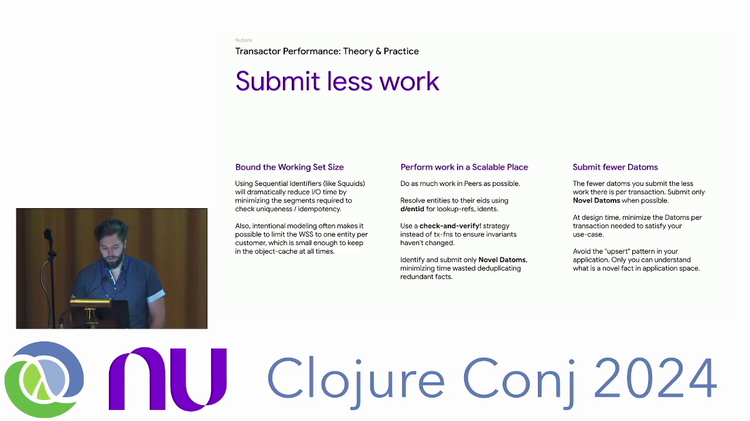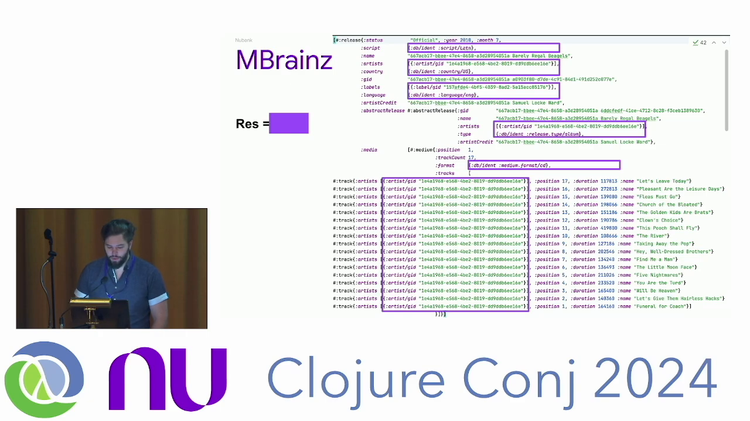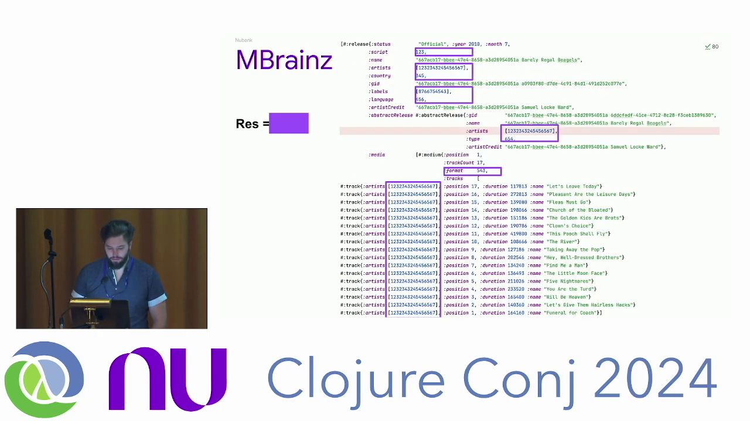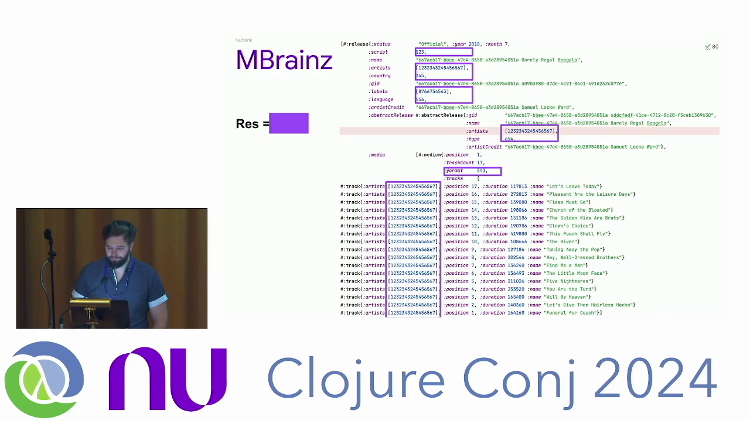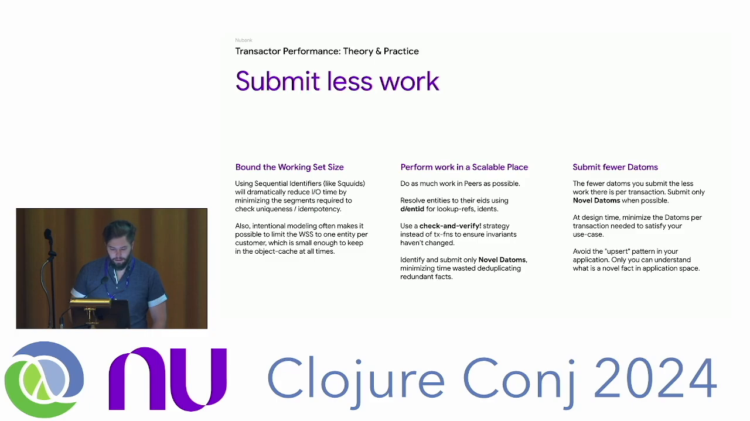And lastly, only submit novel datoms. This is a great way to minimize time wasted deduplicating redundant facts. So simply switching this to this, you just resolve these nested maps to their entity identifiers. And lastly, again, submit fewer datoms. The best time to figure this out is at design time. And I repeat, try to avoid an upsert style pattern where you're going to read an entity as a map, mutate some stuff, and submit the whole map again, if you're trying to ensure minimal page traffic and I/O time when you're submitting your transactions.